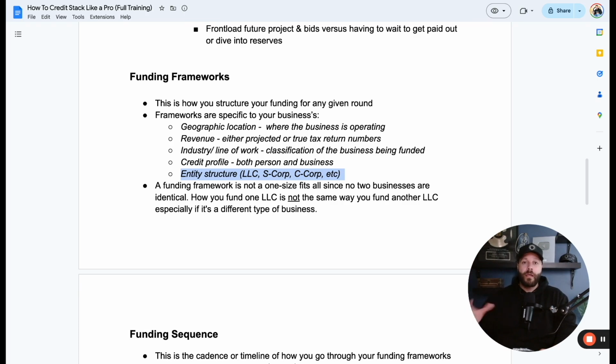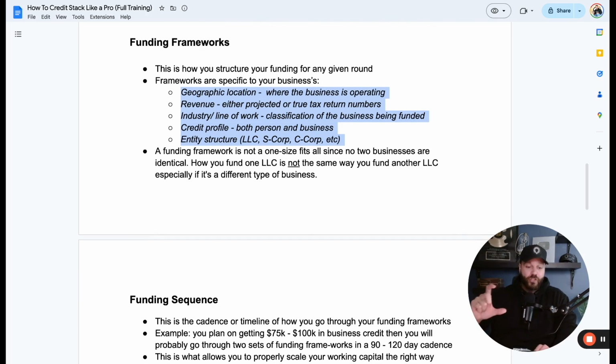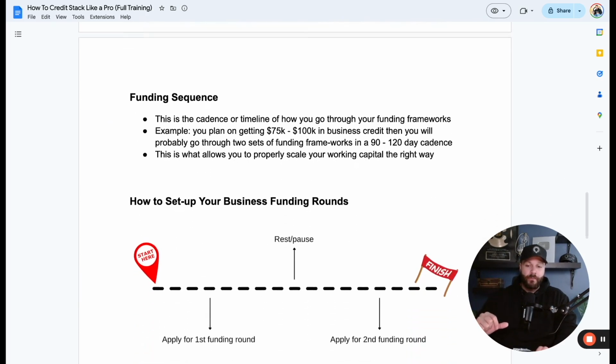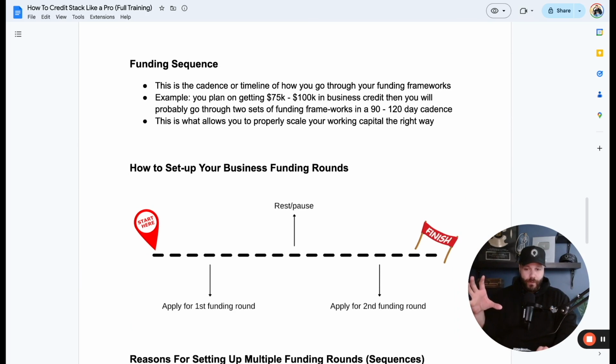Always good to know. And that's why I always tell our clients, hey, the way that you fund one business isn't always the way that you fund the second business, which is why you really want to know what you're doing inside and out. As you're setting up your funding frameworks, we always like to remind them of this piece right here so that you can reverse engineer it and then insert it into whatever it is that you're doing. So when it comes to a funding sequence, this is going to be the cadence or the timeline of how you go about your funding frameworks.